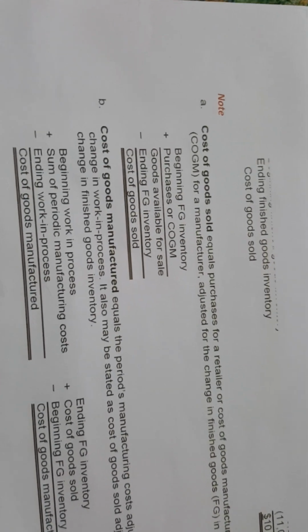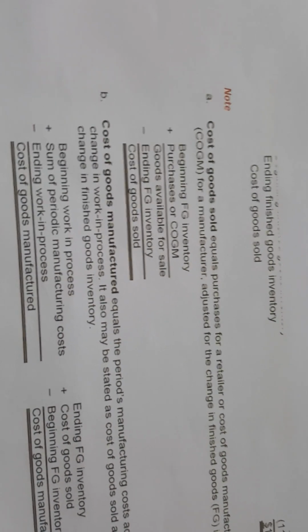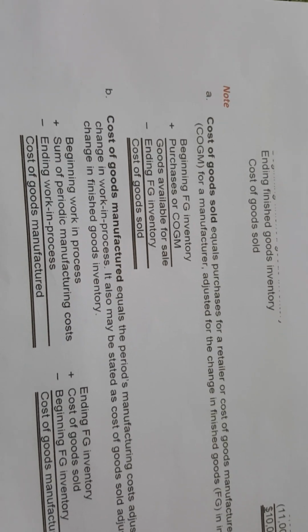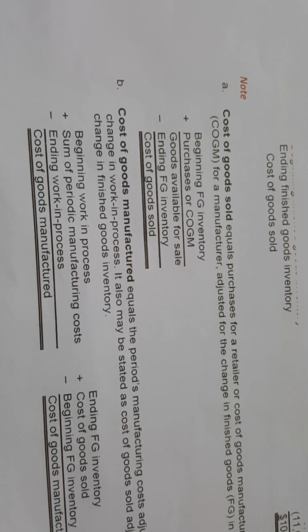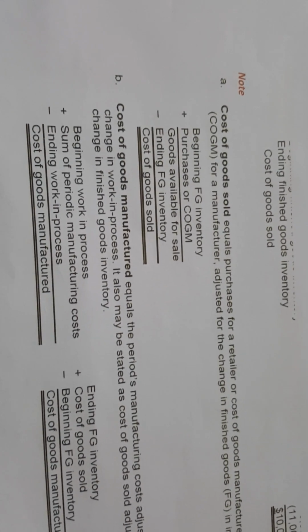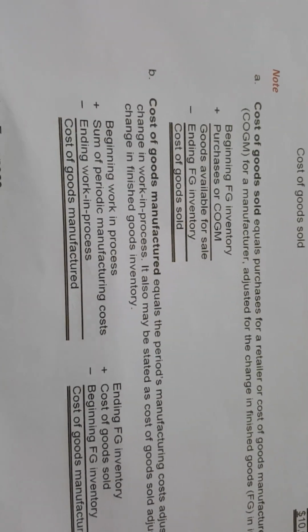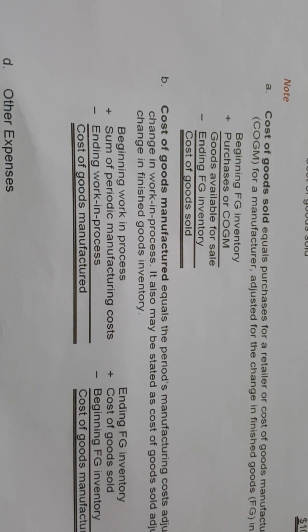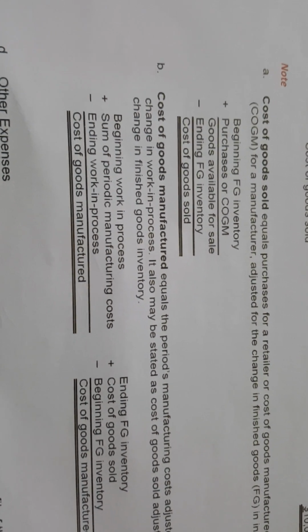So for the manufacturing area, just close your eyes and remind yourself what it is. First of all there is the beginning direct material. Thereafter you are adding whatever you have purchased during the period. Then you are deducting the ending direct material, and then you are getting the direct material used in production. In that you are adding the direct labor and manufacturing overhead. The manufacturing overhead is fixed and variable, and you are adding both expenses.